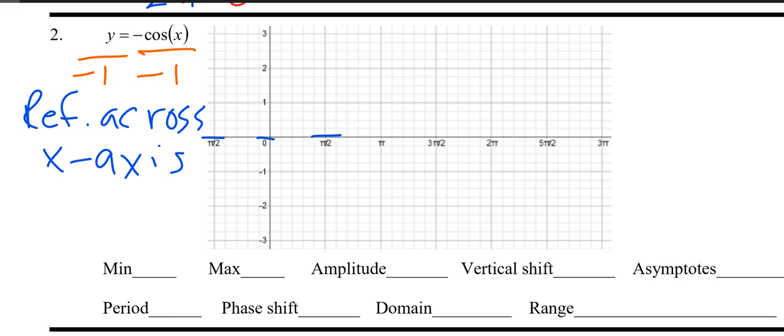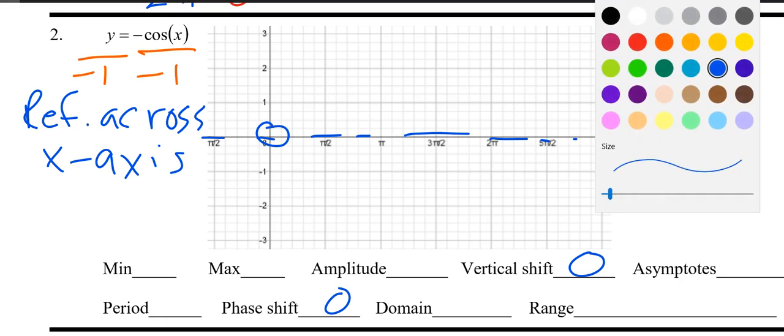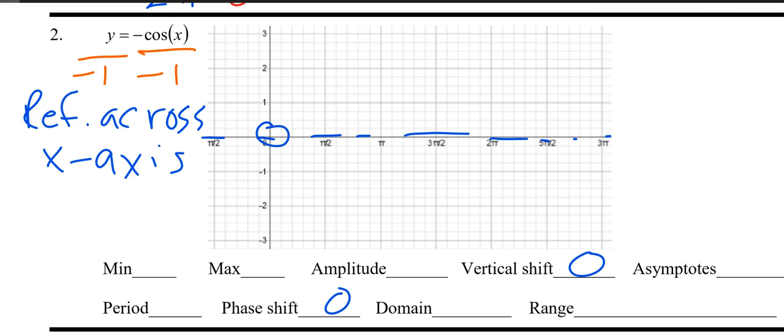Okay, center line still here. HK is still there at the origin, right? Vertical shift and phase shift. But now, which way do we go to find the first point? We got our amplitude at 1 and our period at 2 pi. Which way do we go from that HK to find the first point?